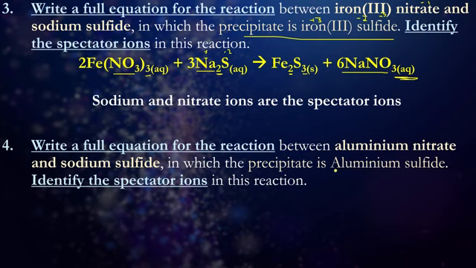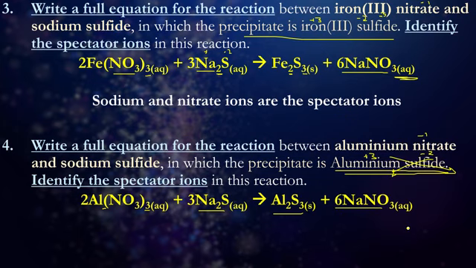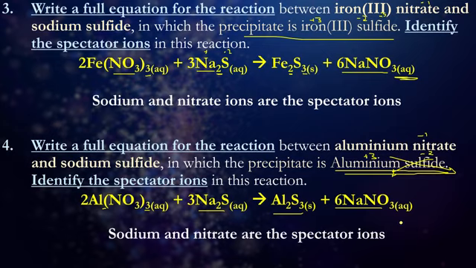Question 4, write a full equation for the reaction between aluminium nitrate and sodium sulfide in which the precipitate is aluminium sulfide. So I can rewrite that again. Aluminium being plus 3, nitrate being 1 minus, so that's why you see the two differences in numbers. Sodium sulfide we already talked about. Aluminium sulfide, sulfur is 2 minus, aluminium is plus 3, so they swap over if you get rid of the charges. And so sodium nitrate again. So again, we have sodium nitrate as our spectator ions.